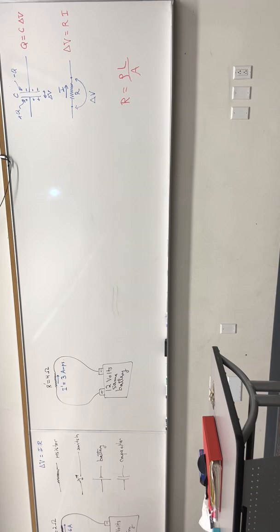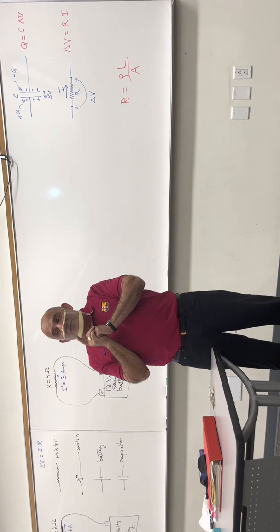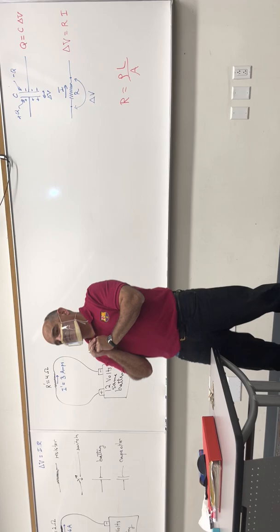So notice, which of these two circuits has more resistance? The one on the right or the one on the left? The one on the right. And because it has more resistance, does it have more or less current for the same voltage? Less current, right?